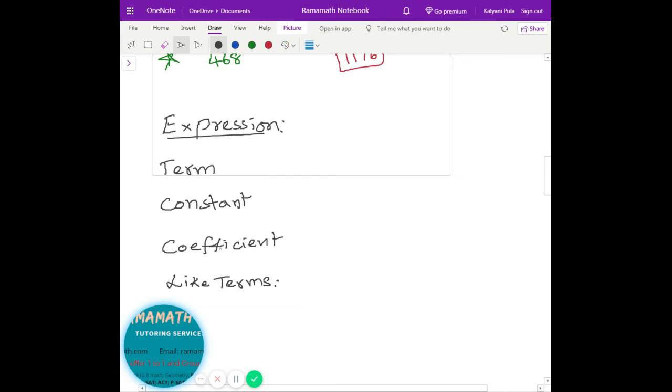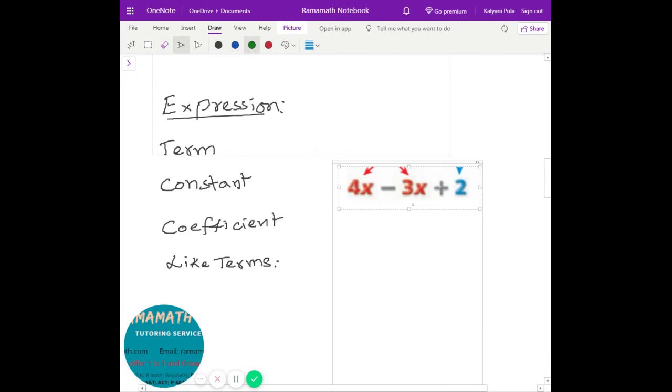So this vocabulary is so important, and you will see some of these questions on the test too. So look at this expression: 4x minus 3x plus 2. In this one, what does term mean? In an expression, terms are separated by plus or minus. Not the multiplication though. So they're separated by plus or minus. And here I can say we have 1, 2, 3 terms, but before that we have to put it together.